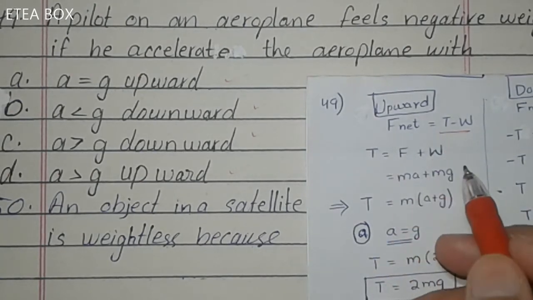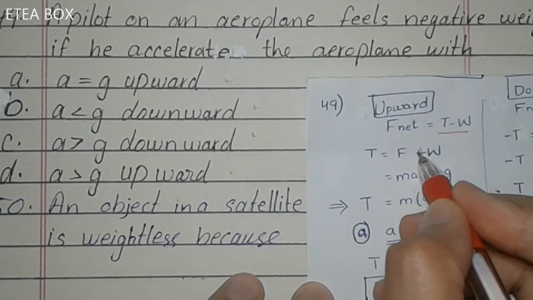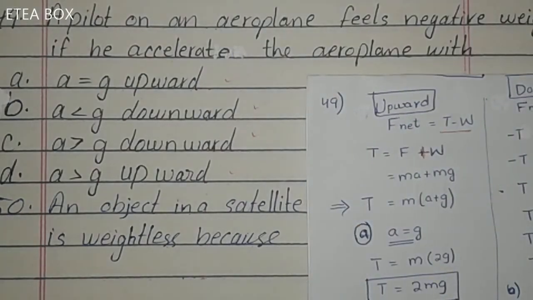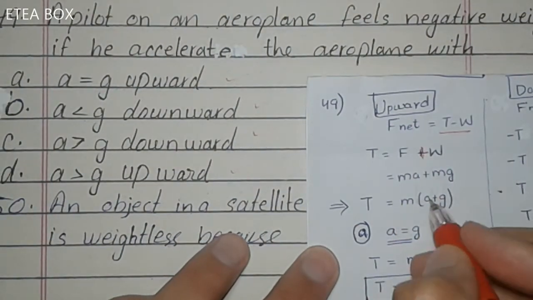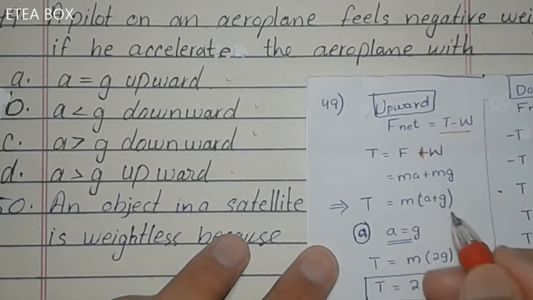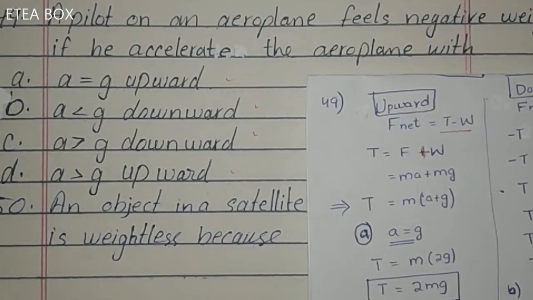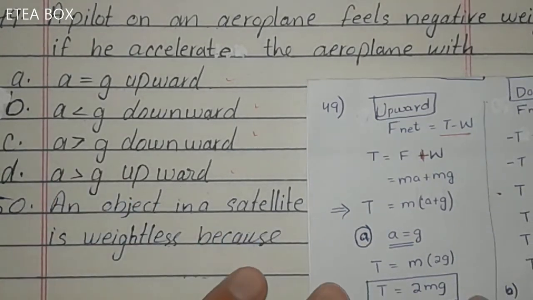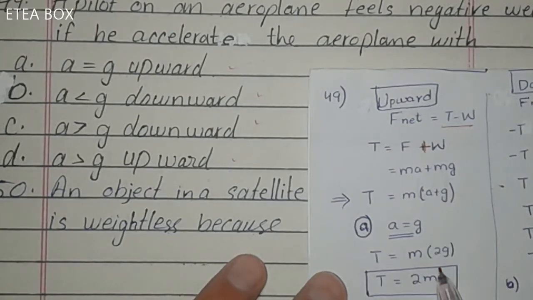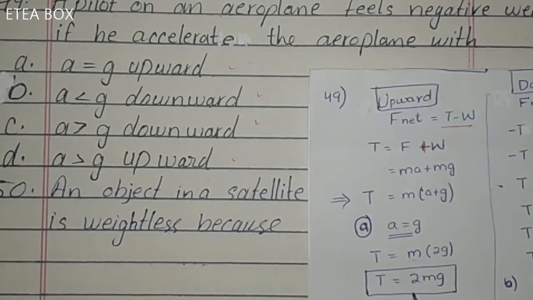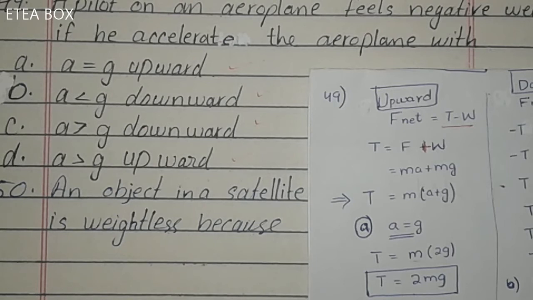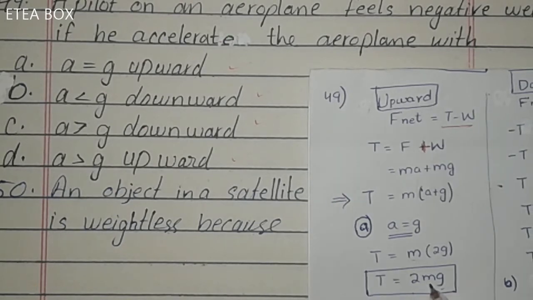Now the tension is equal to F plus W. What is tension? It's the apparent weight. So ma plus mg, which we can write as m times (a plus g). Here is the tension for the upward direction. Now look at option A, when a is equal to g upward. Put a equal to g, and you will get apparent weight T equal to 2mg. When we multiply these terms, the value will be positive, because the value of g is positive and the mass is always positive.